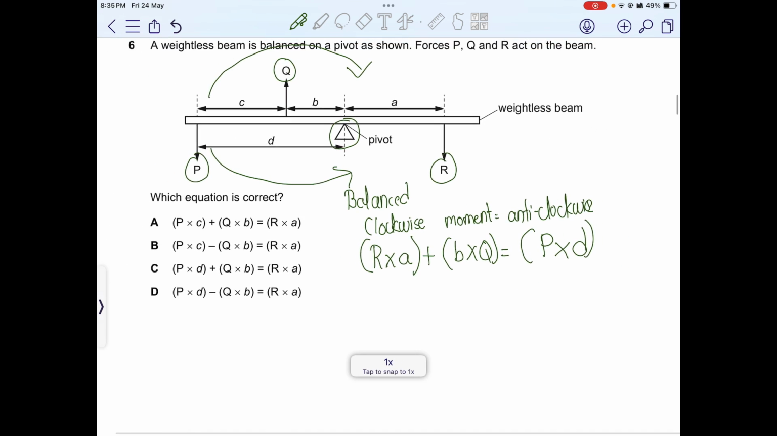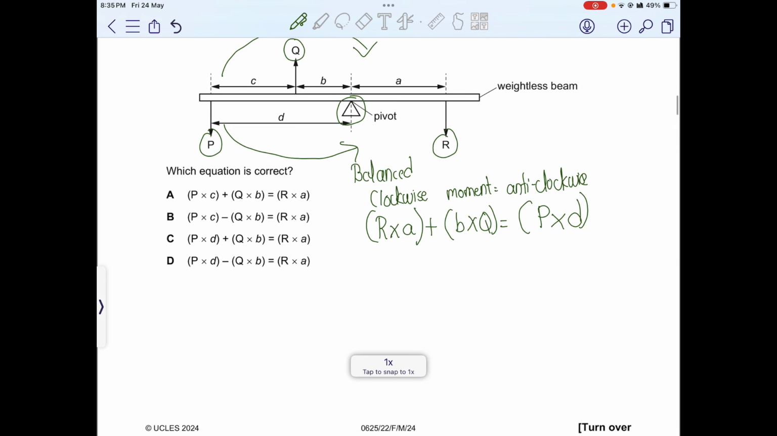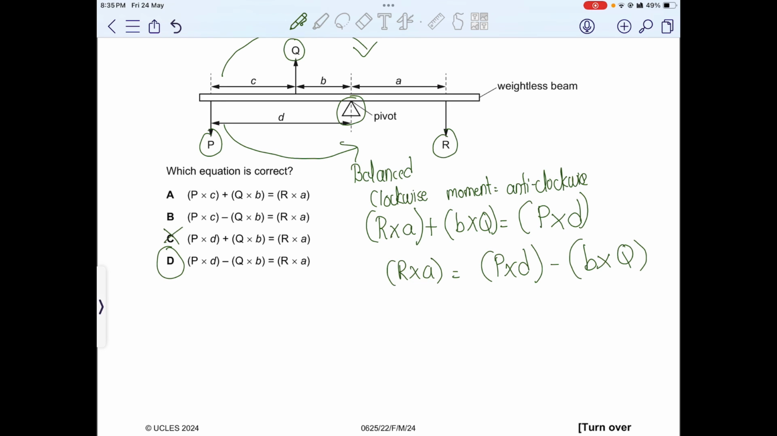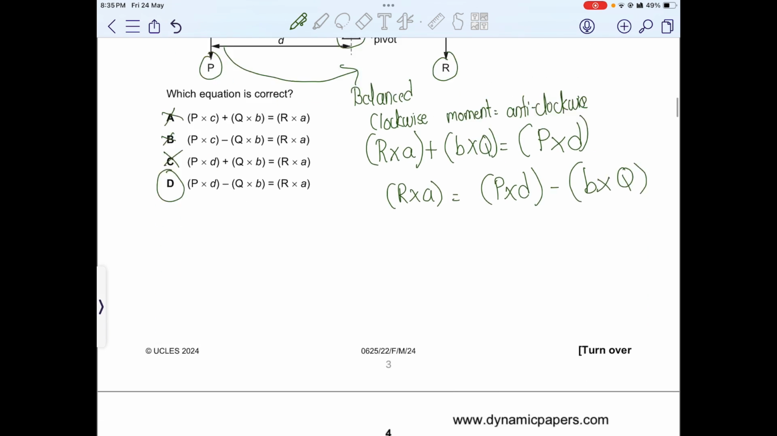As you can see, in all of these options R into A is separated out, so we also want to separate it out. R into A will be P into D minus B into Q. I hope this question is clear. For which option do we have P into D minus Q into B? I think this is the most suitable option because it exactly matches our equation. This has plus, so that's wrong, and this is P into C, so again these are completely wrong. P into D, and these are plus. So D would be the correct answer.